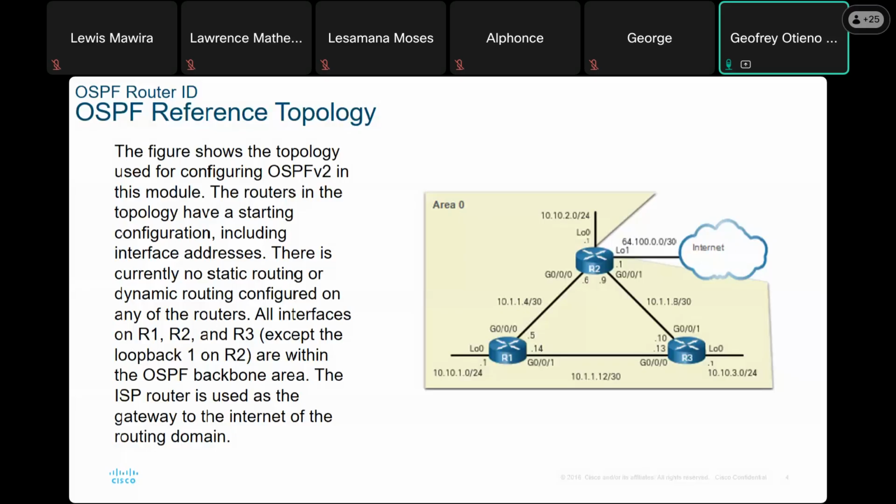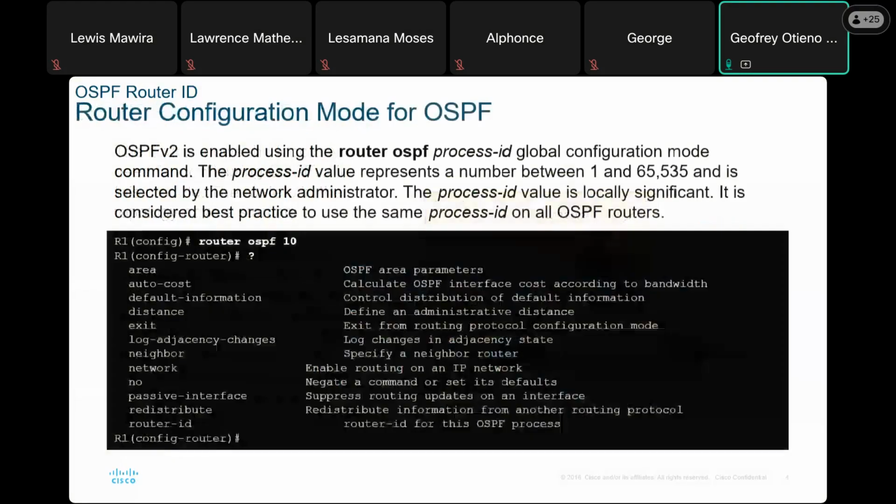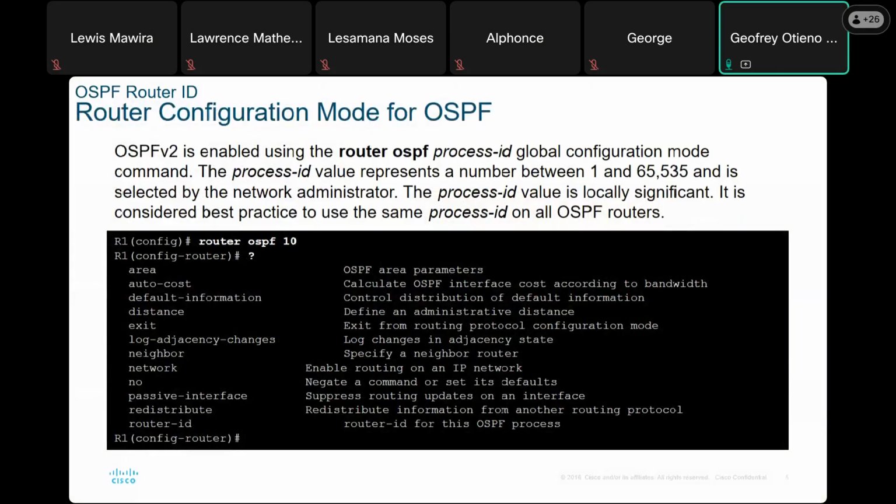Now that's not the ISP. Okay, so in that case, that ISP router is our gateway to the internet of the routing domain. For us to get all those internet services, we are relying on that particular gateway to have all this.